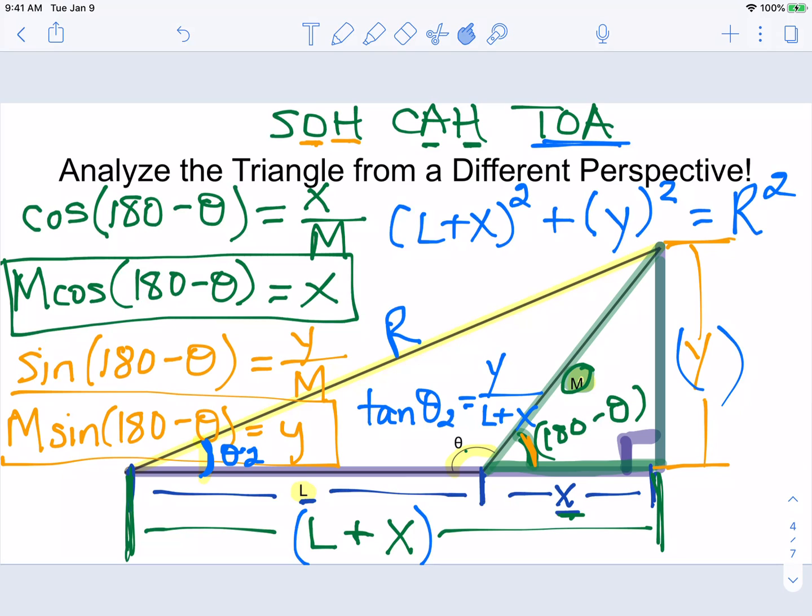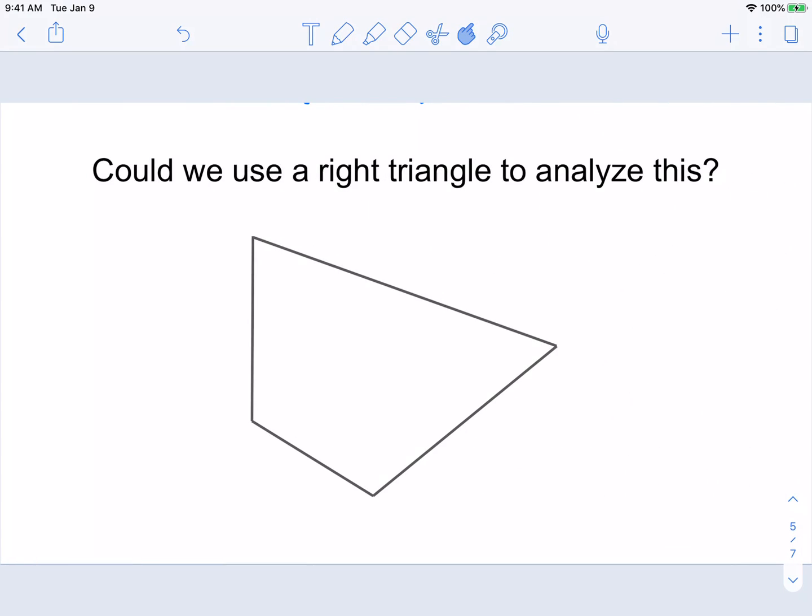When might that point be? Well, let's take a look at this. That's not a triangle. That doesn't have three sides. But could we use right triangle trigonometry to analyze something in this? So what is it that I would want you to analyze? Because I'm kind of making this up on the fly, right?